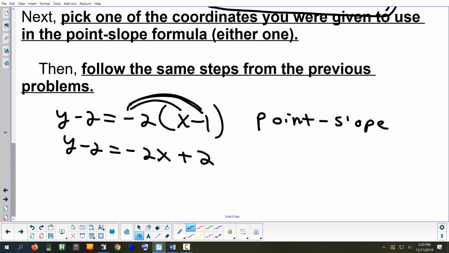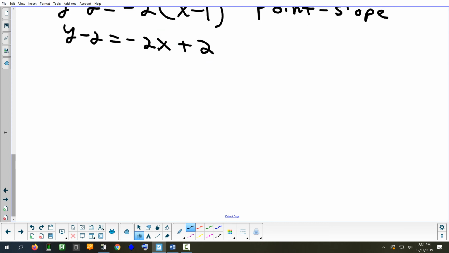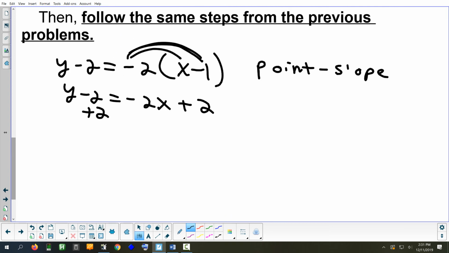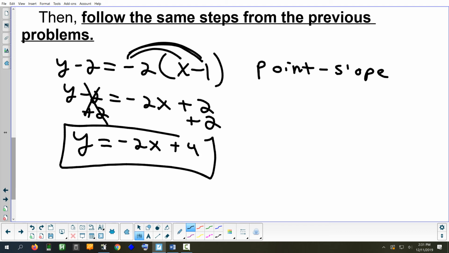Now, is that slope intercept? No, because slope intercept has to have what letter alone? Y. So how do you move this -2 over to the other side? You add. Add, where else? The +2. What's -2 plus 2? 0. What's on the left? Y. What's after the equal sign? -2x. What's after the -2x? Positive 4. That's what they were looking for.